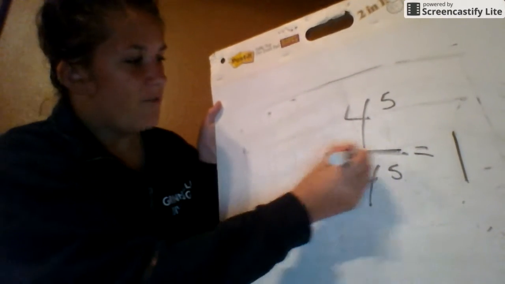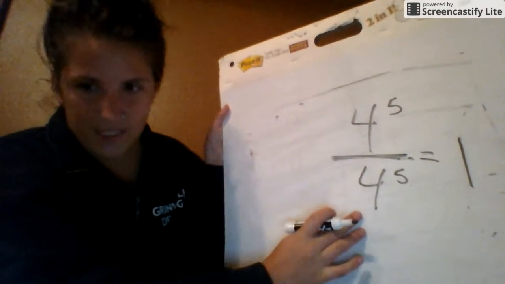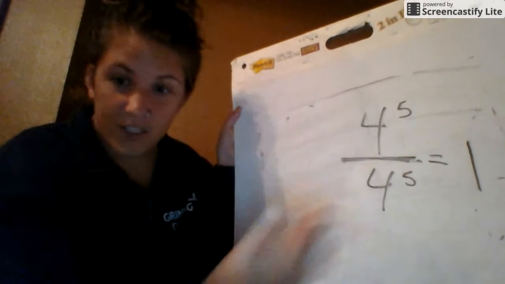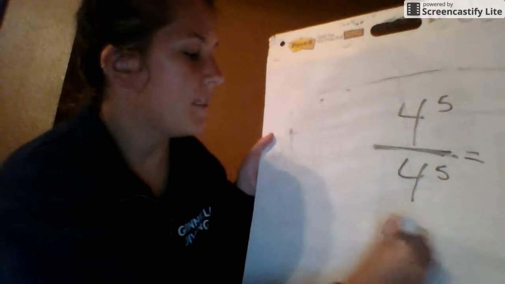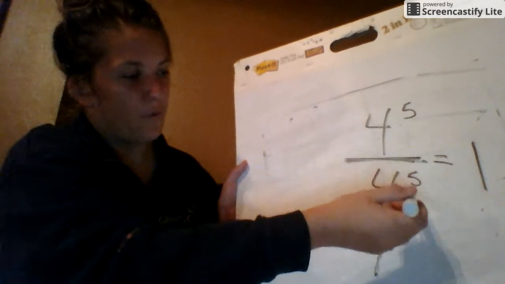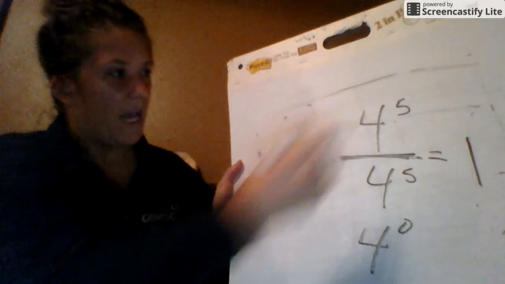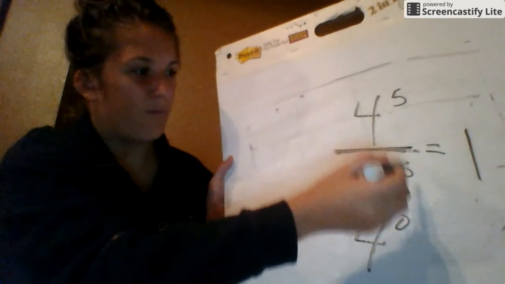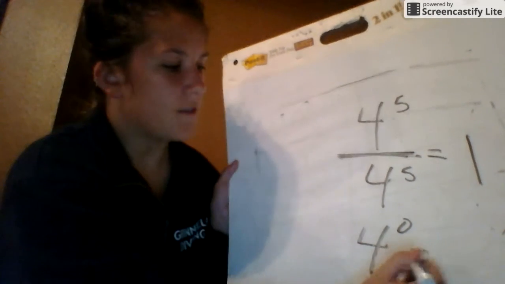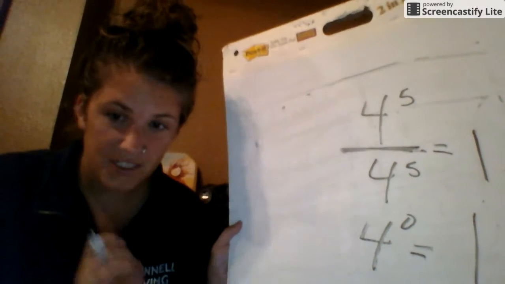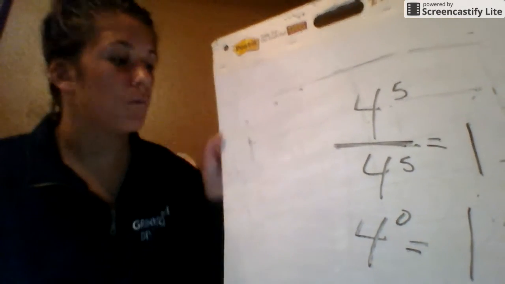Well, I know I'm dividing and my bases are the same, so I can subtract my exponents. 5 minus 5 is 0. So this is 4 to the 0 power. And I already know that 4 to the 5th power over 4 to the 5th power is equal to 1. And if this simplifies to 4 to the 0 power by doing 5 minus 5, then this also equals 1. Anything to the 0 power is equal to 1.